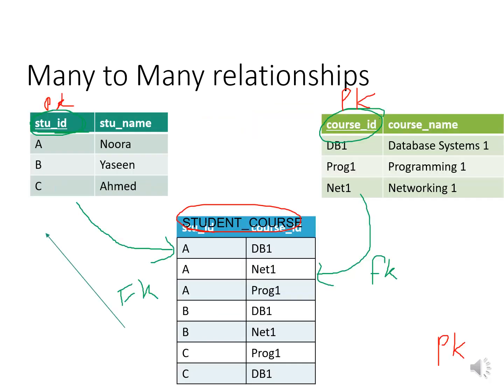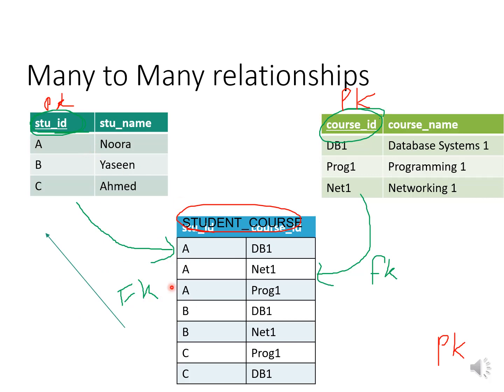In order to deal with that, what you have to do is come out with a new table, student course, where you will keep the student ID, the primary key of this particular table, and the course ID, the primary key of this particular table. This student course table will be called the composite entity or the bridging table. So now you are breaking this M2N relationship and making it into two one-to-many relationships.